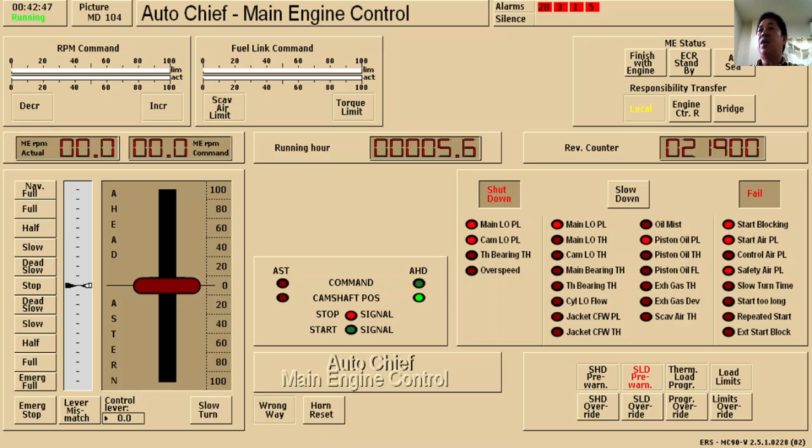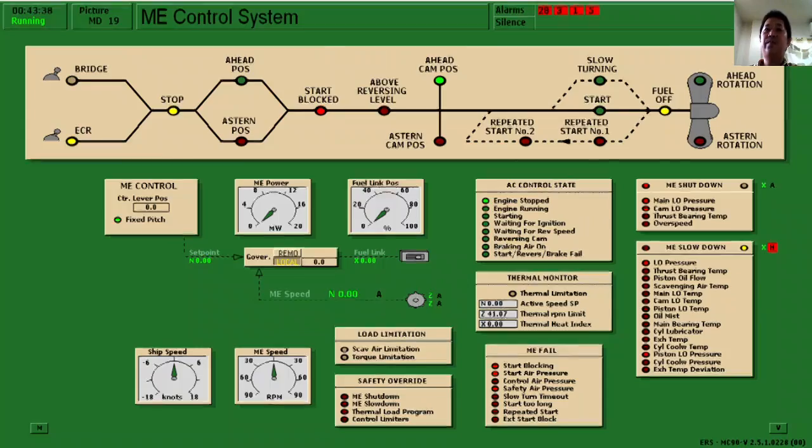So you cannot apply crash maneuvering from full ahead directly. No. You have to reduce the speed to 40%, and then you have to apply the air brake to the main engine, which is called crash astern or crash maneuvering.